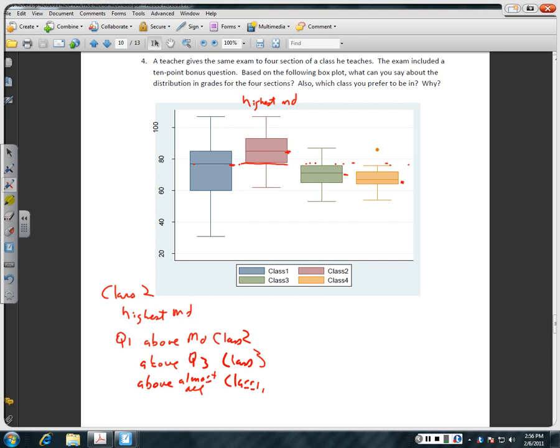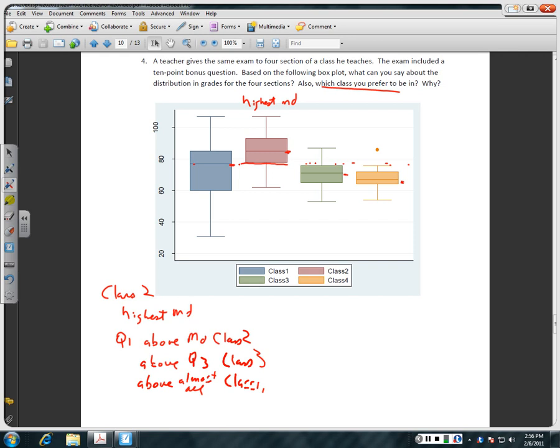In fact, that ought to give you the clue right now. Which class do you prefer to be in? The one with the highest grades, of course, assuming that there's 4 sections of the same class. They're all subject to the same curve. So for your sake, I hope you were in the second section. It seems like they outperformed the other sections.